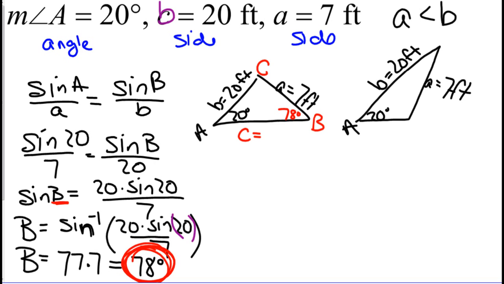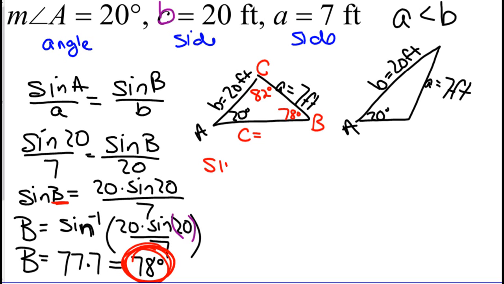Now angle C is very, very simple, right? We do 180 minus our 70 minus our 28. Okay, we get our 82 degrees. And then the only thing we have left to do now is actually find side C. And then once we've done that, that first triangle will be complete.